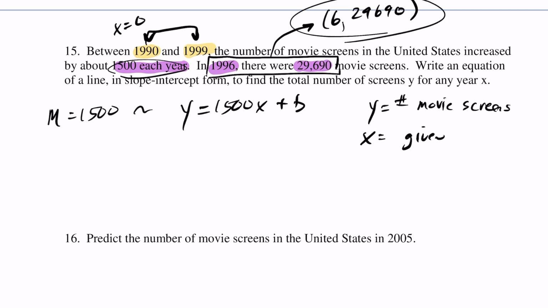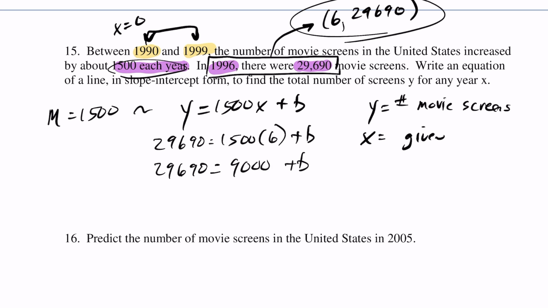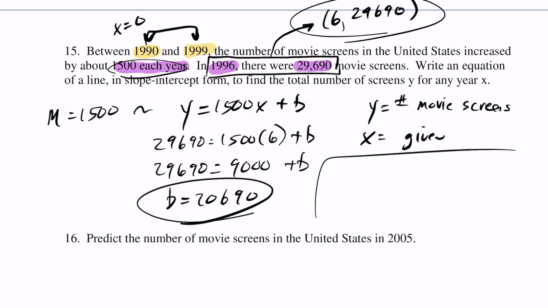So now I've got myself a slope, as you see here, and then I have a point. So I'm going to sub the point into the equation here. So this becomes 29,690 equals 1,500 times 6 plus b. And I end up getting here 29,690 equals 9,000 plus b. So my b value here comes out to be 20,690. So that represents the initial number of movie screens.